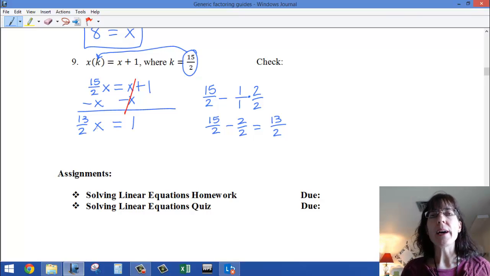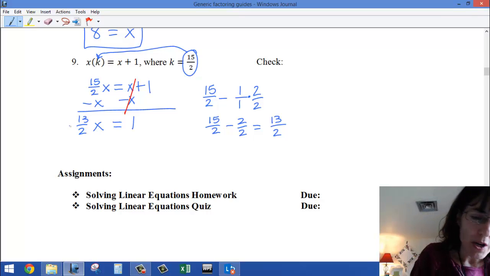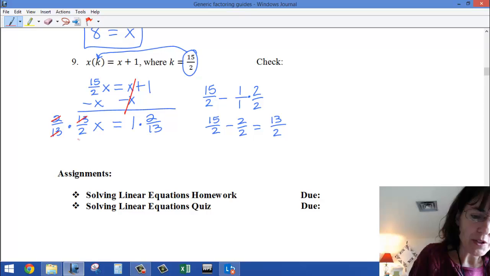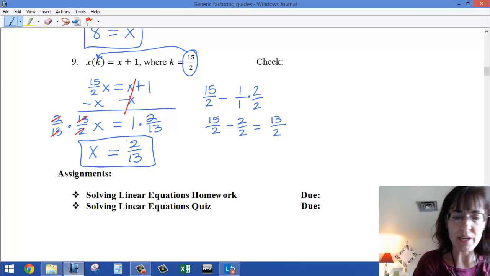Almost done. The last thing I want to do is get the x by itself, so because it has a fraction being multiplied by it, I do the inverse and multiply both sides of the equation. So I'll multiply both sides by 2 over 13, 2 over 13, and remember on the left, these 13s reduce, the 2's reduce, and I'm left with x, and on the right, I have 1 times 2 over 13, or 2/13 all by itself like that.